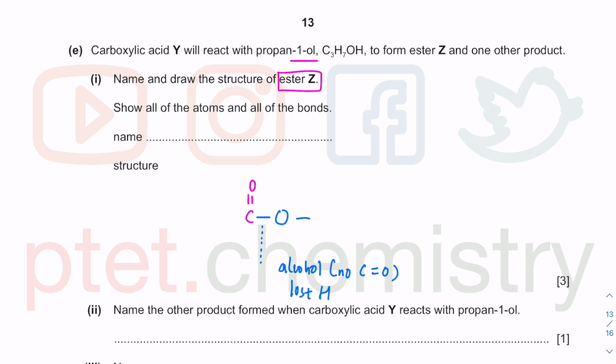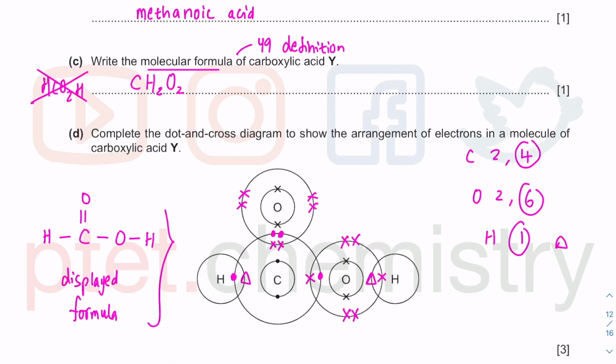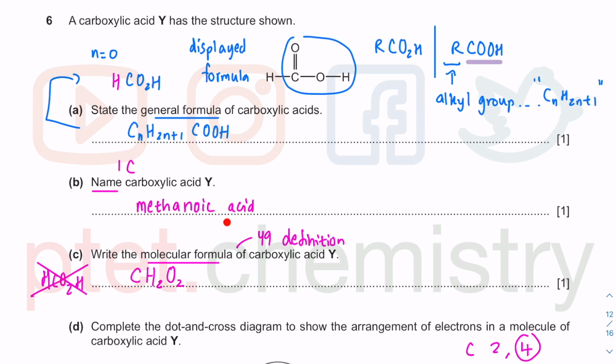So that means the rest of it is just CH2, and then CH3 because I started with propane 1-ol. Propane 1-ol consists of the alcohol on the other end. So this is carbon number 1, 2, and 3, propane 1-ol. And then on the other side, what do I have? I have carboxylic acid Y. That was just a 1 carbon carboxylic acid. That was just methanoic acid.